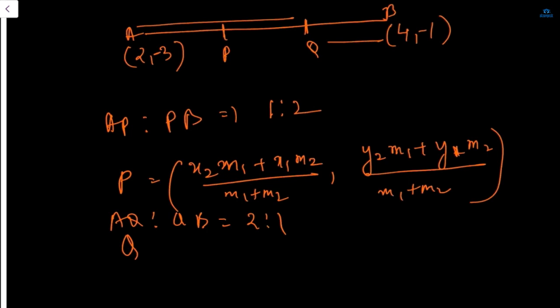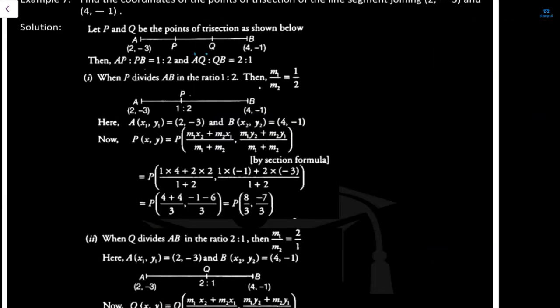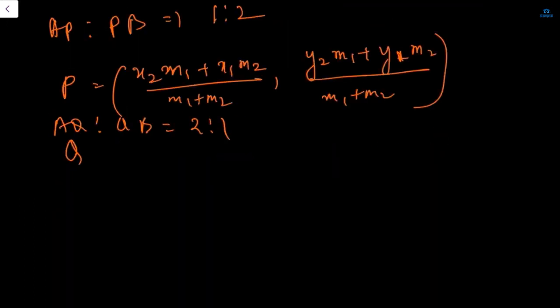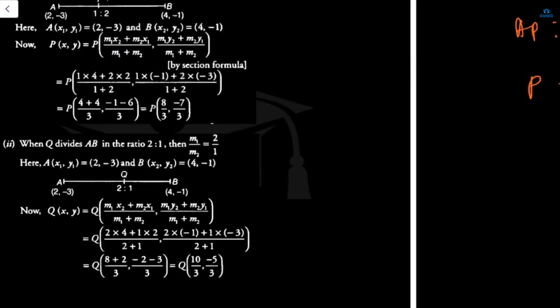Ma'am, how to do this? I am getting x plus 4/3 and then y minus 6/3. After that, what to do? Why getting x plus 4? Because we will take P first, x and y. You will find out the value of x and y, no? Okay, I'm telling you. The other point I got, Q is equal to 10/3 and minus 5/3.